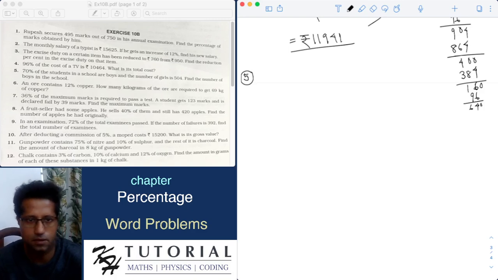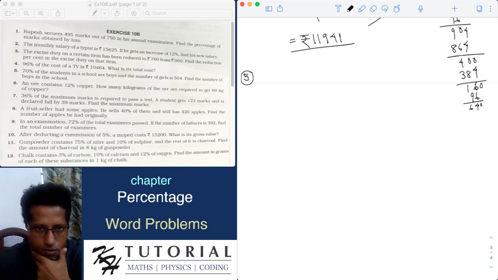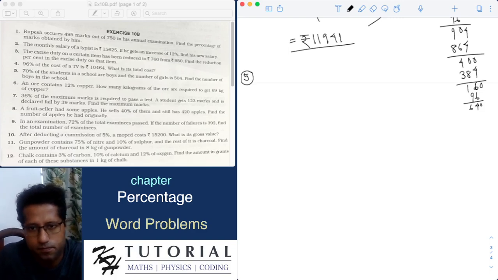70% of the students in a school are boys and the number of girls is 504. So the absolute value of girls is given and the percentage of boys is given. Find the number of boys in the school. Okay. So if 70% are boys, this implies the rest of the students should be girls.